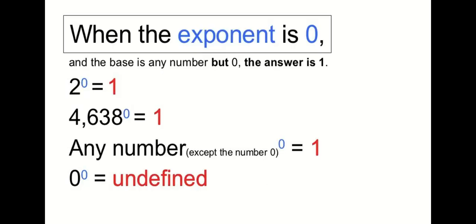Now here are some special cases. When the exponent is 0 and the base is any number but 0, then the answer is 1. So if I have 2 to the 0th power, that equals 1. 4,638 to the 0th power, that equals 1. In fact, any number except the number 0 when it's raised to the 0th power equals 1. In fact, 0 raised to the 0th power is undefined.